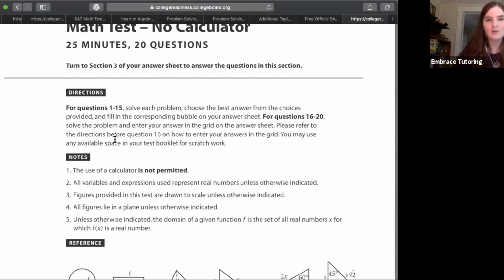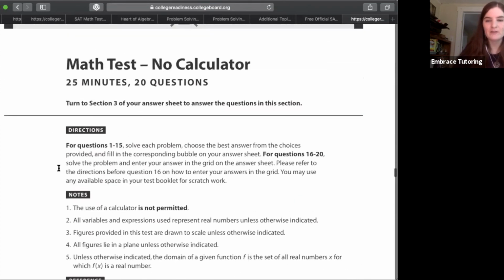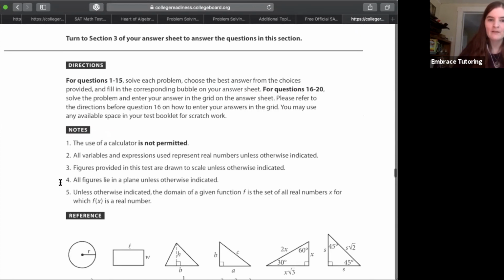Okay. So on the non-calculator section, which is the first math section you get, you have 20 questions in 25 minutes. Okay. And questions 1 to 15, you're solving each problem for multiple choice questions. And then you have 4 or 5 questions from 16 to 20, where you're solving it and putting it on the grid in the answer sheet. Okay.